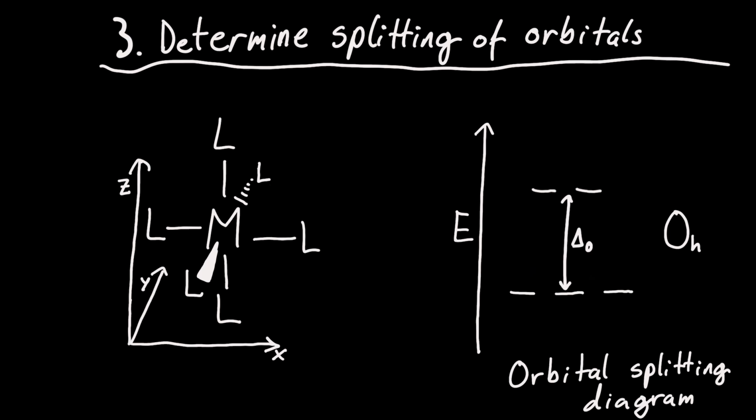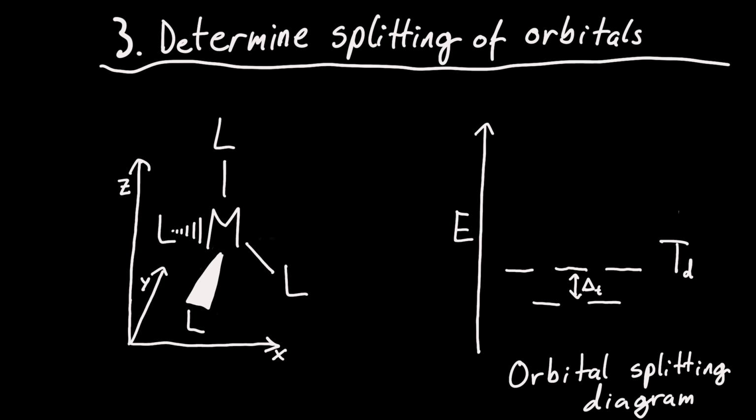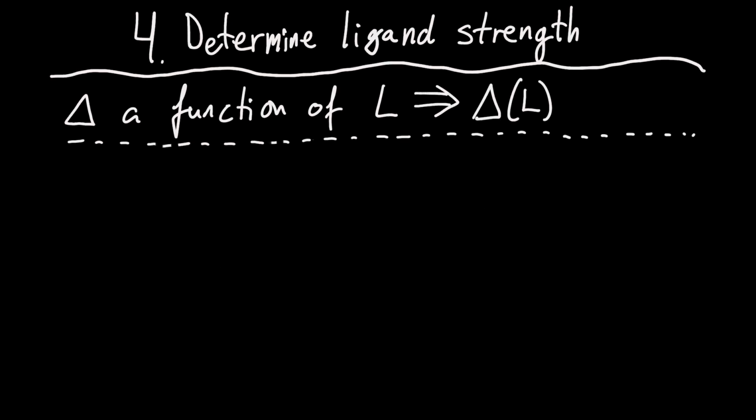Now, some important terminology of crystal field theory. The energy splitting the two groups of orbitals for an octahedral complex is called delta O. For a tetrahedral complex, it's denoted as delta T, but in general, delta will be the energy splitting the highest and lowest orbitals. Delta will be a function of multiple variables, which we will go through. The first variable are the ligands.